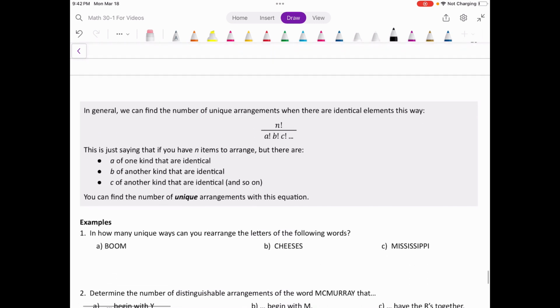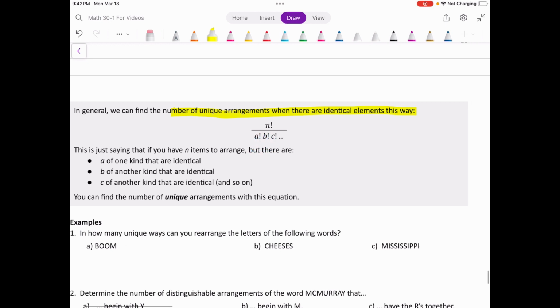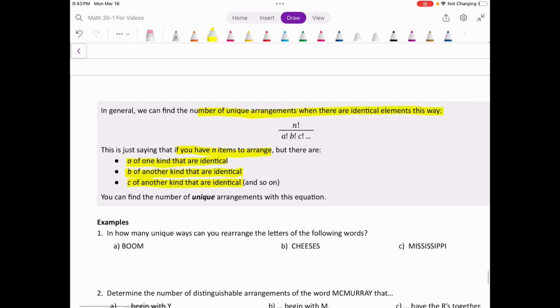So in general, we can find the number of unique arrangements when there are identical elements this way. If you're arranging n things and there are repeats within those n things, n factorial, but then divide by each repeat for how many there are. So all it's saying is that if you have n items to arrange, but there are A of one kind that are identical, B of another kind that are identical, C of another kind that are identical, and so on, we could have more than 3 identical elements, then you can find the number of unique arrangements with this equation, right? So just like we did here.